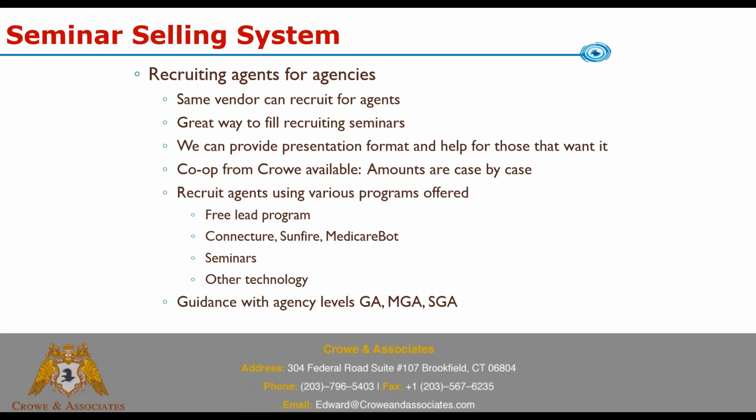So we've had agents and agencies using this to write business. We're starting to use this for our agencies to help them recruit sub-agents. At Crow & Associates, one of the main things we do is try to find people that want to be GA, MGA, SGA level agencies, and we help them recruit with our lead program and those kinds of things. But this is a great way to have recruiting seminars, because this company will do the same thing.